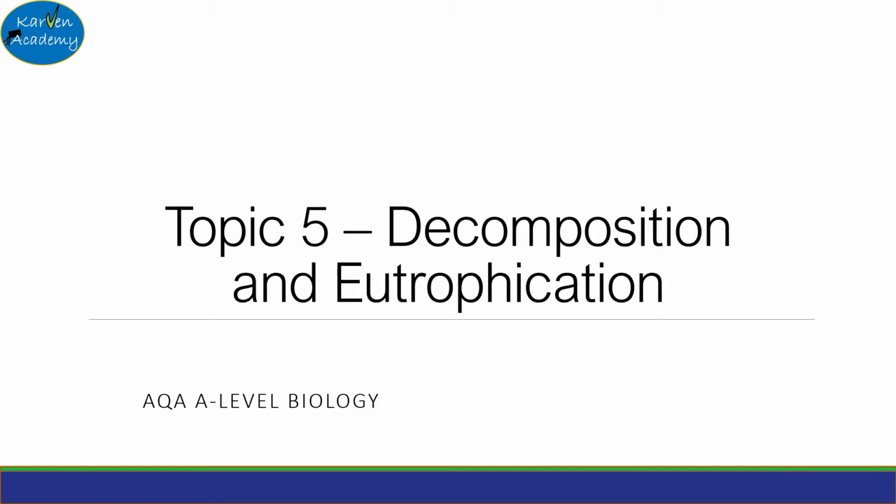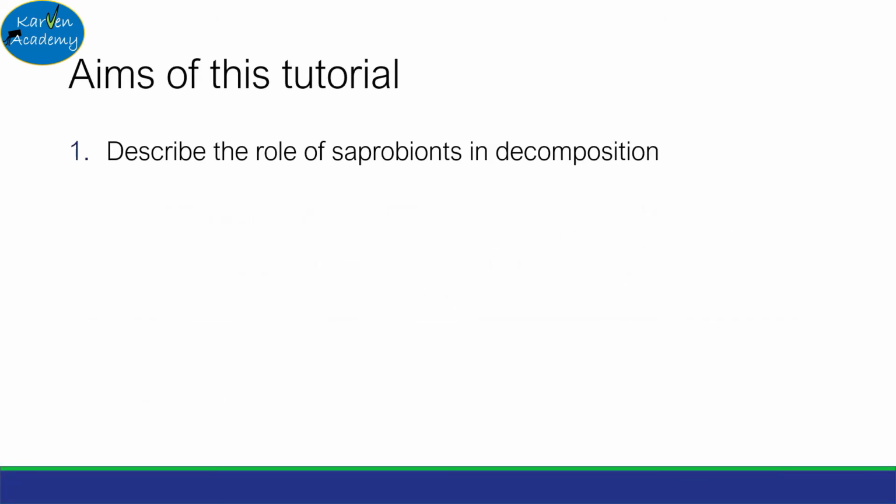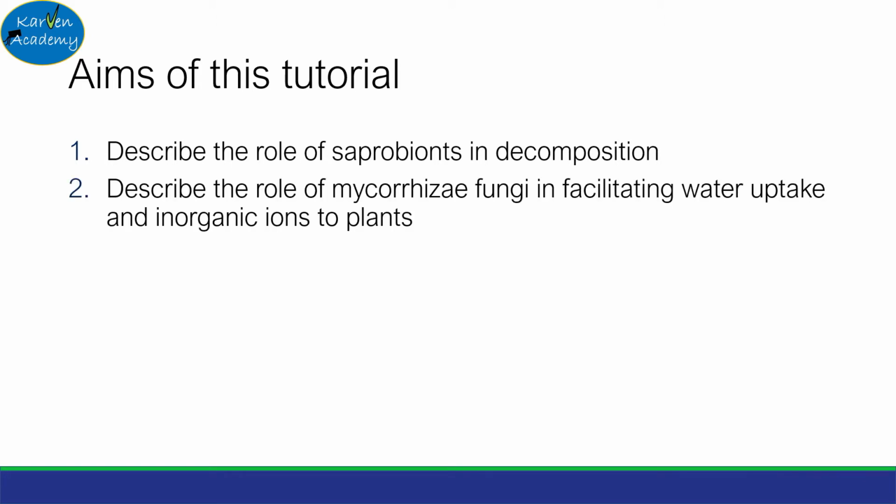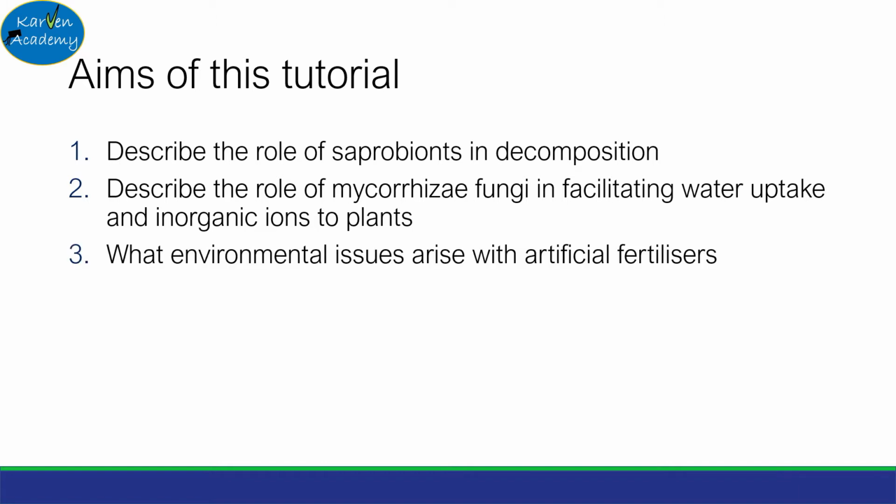In this tutorial we'll be looking at eutrophication and decomposition. So let's get started. These are the aims of this tutorial. We'll understand the roles of saprobionts in decomposition and mycorrhizae in facilitating water uptake and inorganic ions to plants. Then we'll look at the environmental issues that arise from using artificial fertilizers.